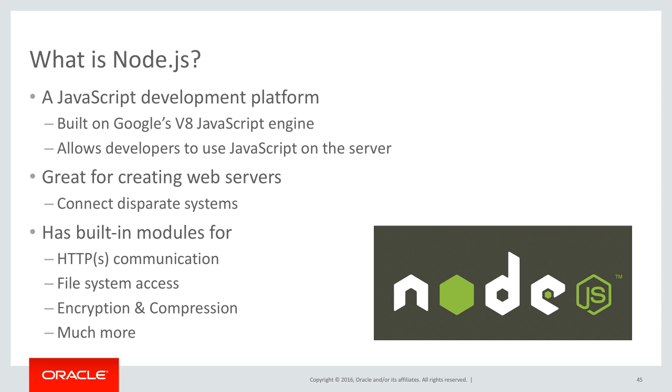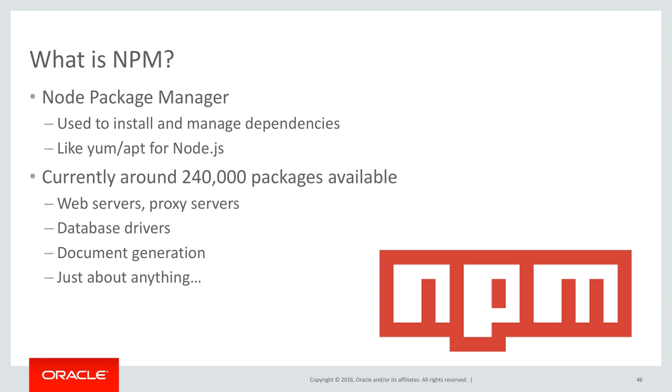One of the more common ways is to create web servers. I'll show you just how easy it is to create a web server with Node.js. But really, Node has all kinds of modules built in for things like HTTP communication, file system access, even encryption and compression, and a lot more. And if there's something you need to do that's not in one of the core modules, then you'll probably find it in NPM, or the Node Package Manager.